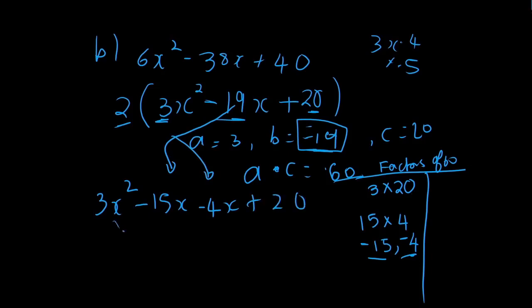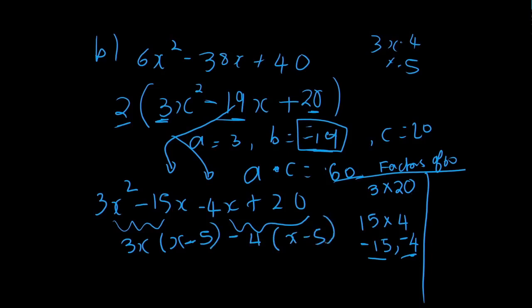I'm then going to group the first 2 terms together and the second 2 terms together by taking out their common factors. So from the first 2 terms, I can take out a common factor of 3x, and I'll be left with x minus 5. And from the second 2 terms, I can take out a common factor of negative 4, and I will be left with x minus 5. Of course, you can see that this method relies highly on you being able to take out a highest common factor correctly and to group terms correctly.